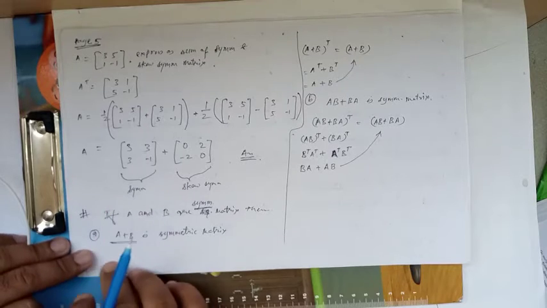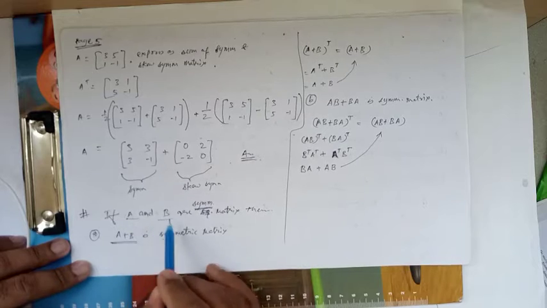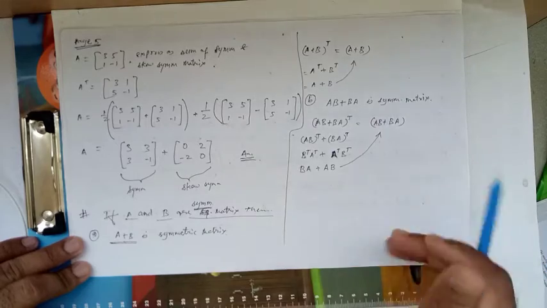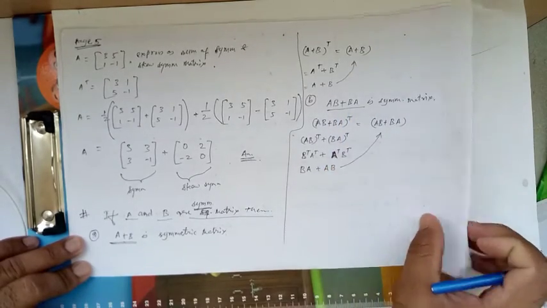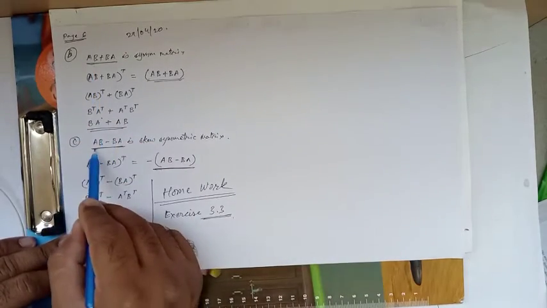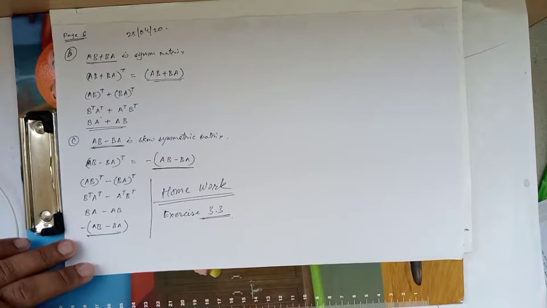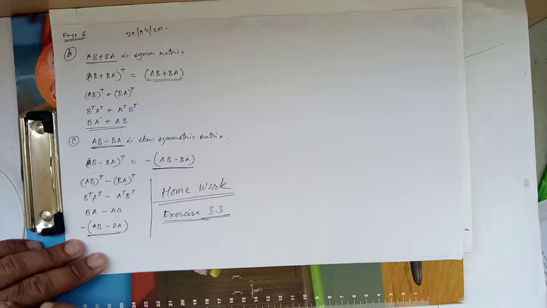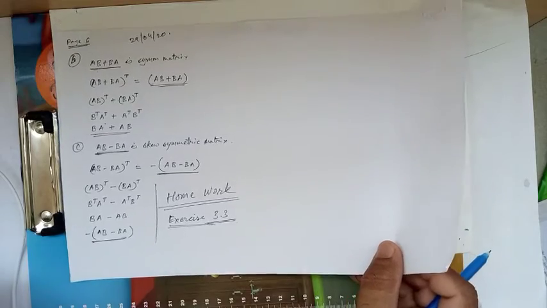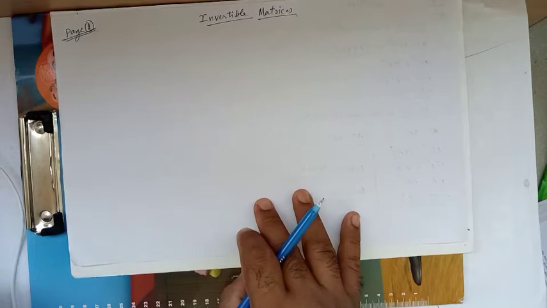This is page 5. If A and B are symmetric matrices, then AB is a symmetric matrix. We have seen AB plus BA is also a symmetric matrix, and AB minus BA is a skew symmetric matrix. And I hope you have completed your exercise 3.3. We will move further, and we'll solve some more questions and some new concepts. Today we are going to start with invertible matrices.